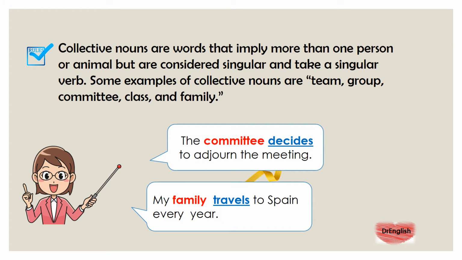The noun committee is a collective noun and it's considered as singular. So it takes a singular verb. In the sentence, the verb here is decides. The committee decides to adjourn the meeting. In the second sentence, my family travels to Spain every year. Family is another collective noun, and it's considered as singular. So it takes a singular verb, travels. My family travels to Spain every year.